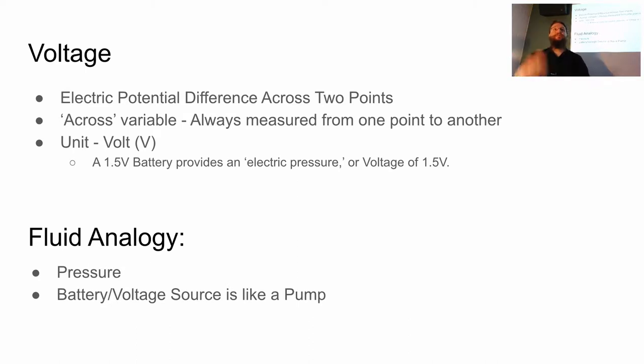A 1.5 volt AA battery provides an ideal voltage of 1.5 volts. In reality, it's usually a bit more or less than that, which we'll see when I get into the next section. So the fluid analogy for voltage is pressure. And a battery or a voltage source is essentially a pump. So you've got a pipe full of water and you put a pump on the bottom. The water on one side will be at a lower pressure than the water on the other side of that pump. And the pump doesn't let water flow backwards through it unless you have more pressure pushing than the pump can push back, if that makes sense. So electrically, when you see a voltage source or a battery, you can assume that it's trying to push the electrons in the positive direction around the loop.